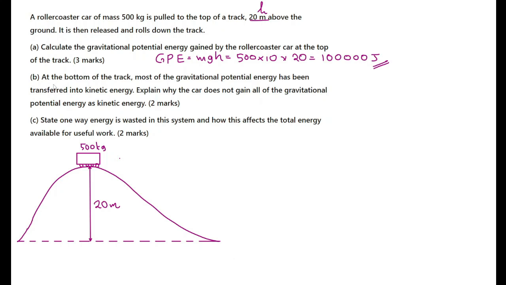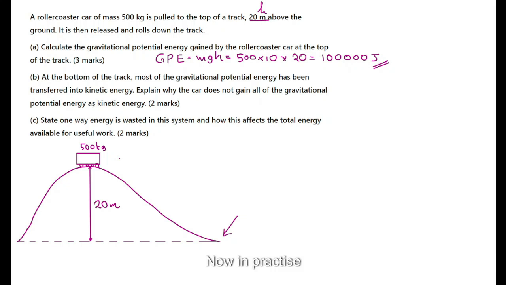Part B. At the bottom of the track, here, most of the GPE has been transferred into kinetic energy. Explain why the car does not gain all of the gravitational potential energy as kinetic energy.